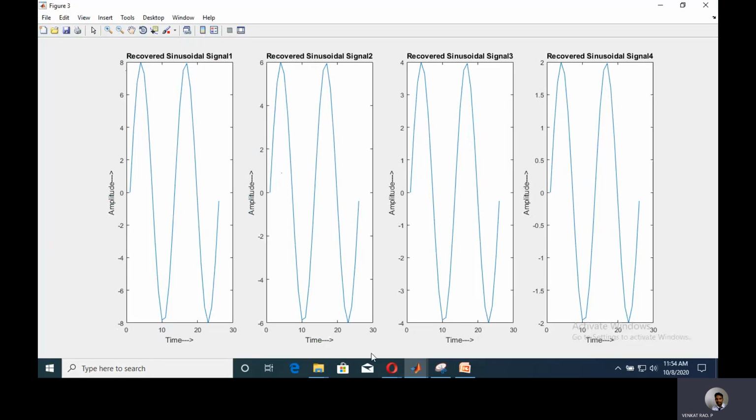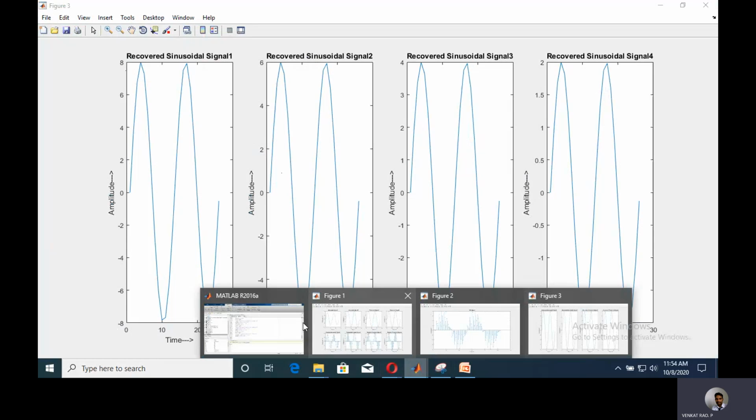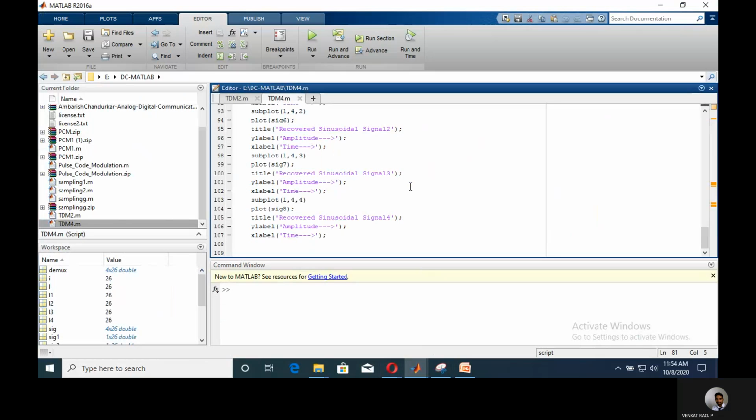So this is the MATLAB code and the corresponding explanation and representation of multiplexing and demultiplexing waveforms.